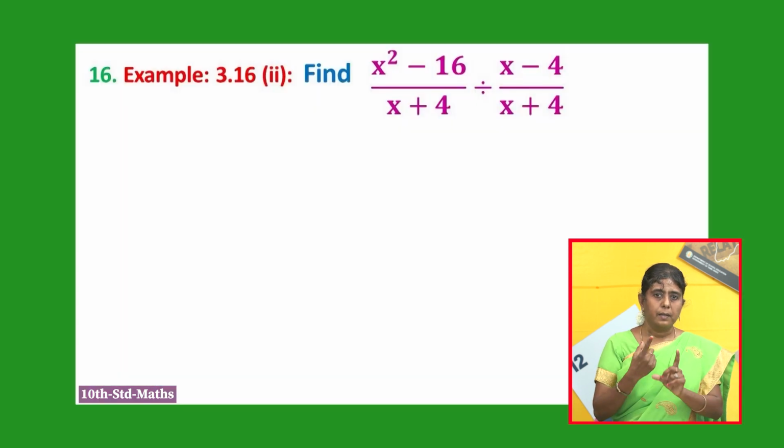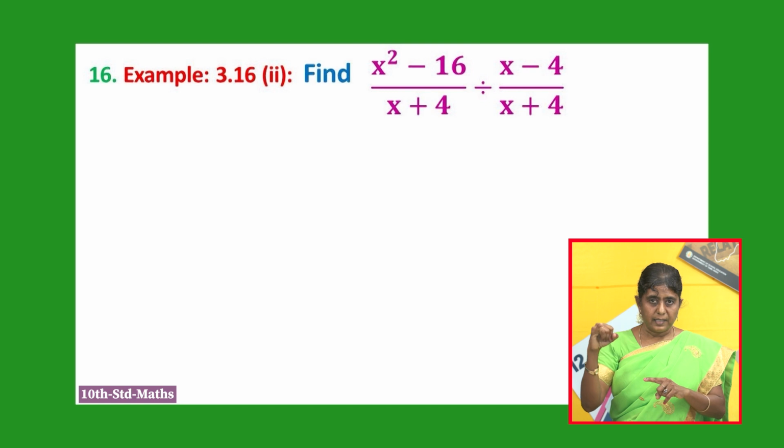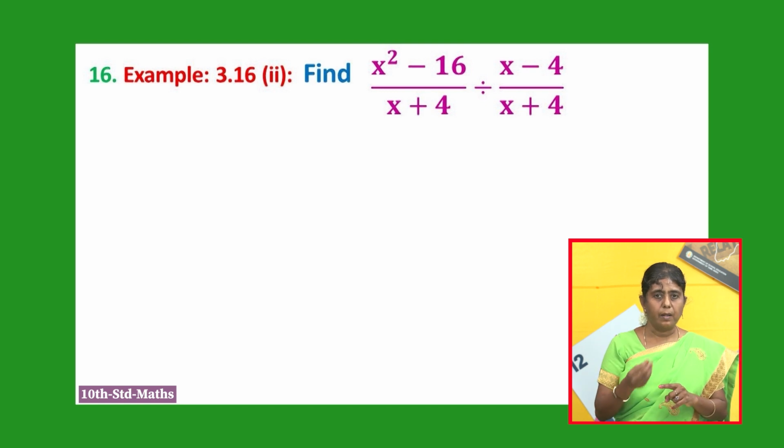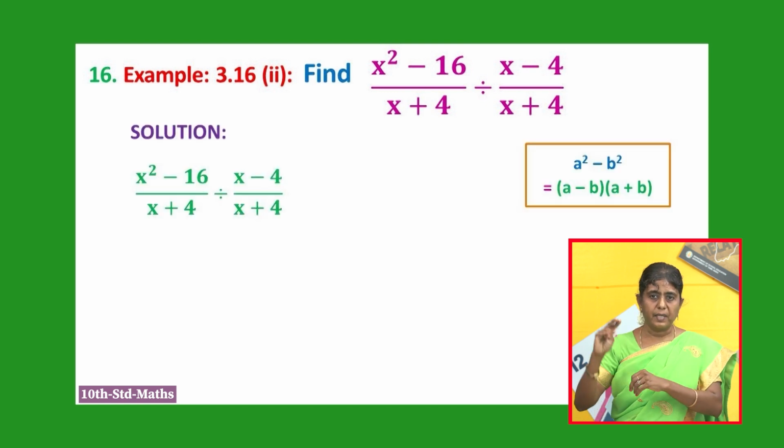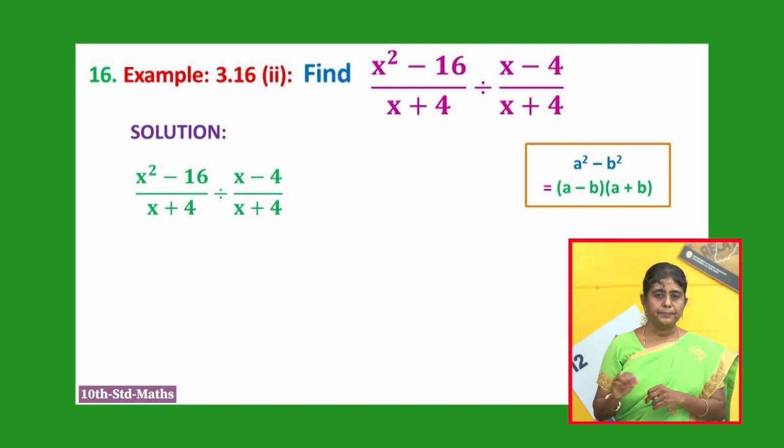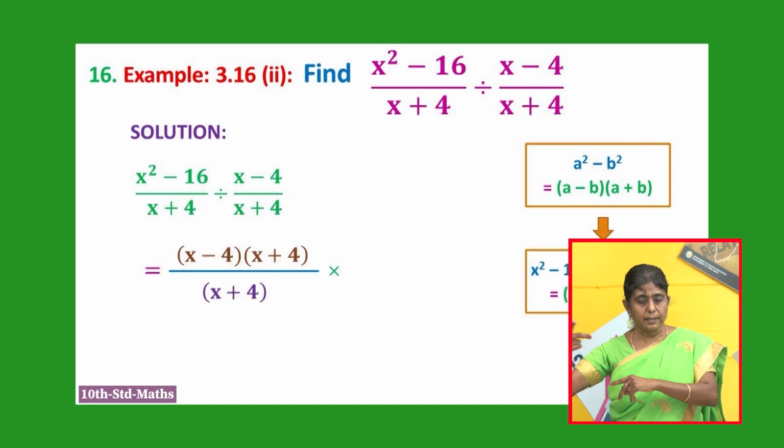Now the next question is x squared minus 16 by x plus 4. See, x squared minus 16, we can apply the formula a squared minus b squared. Remaining we cannot do anything. So now what we should do, for x squared minus 16 by x plus 4, the division symbol we have changed to multiplication.